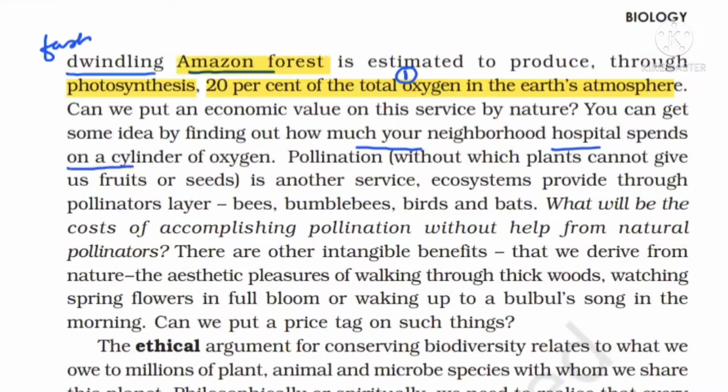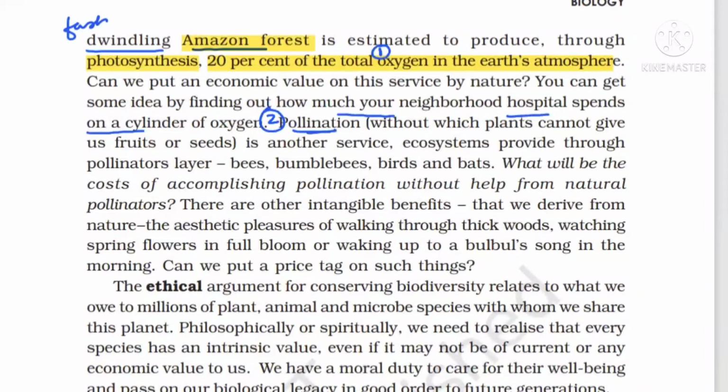Second important service which our nature is providing is pollination. Pollination is that without which we cannot get fruits or seeds to eat either. It is another service which the ecosystem provides through pollinators. Examples of pollinators are bees, bumblebees, birds, and bats, which we are considering free of cost.